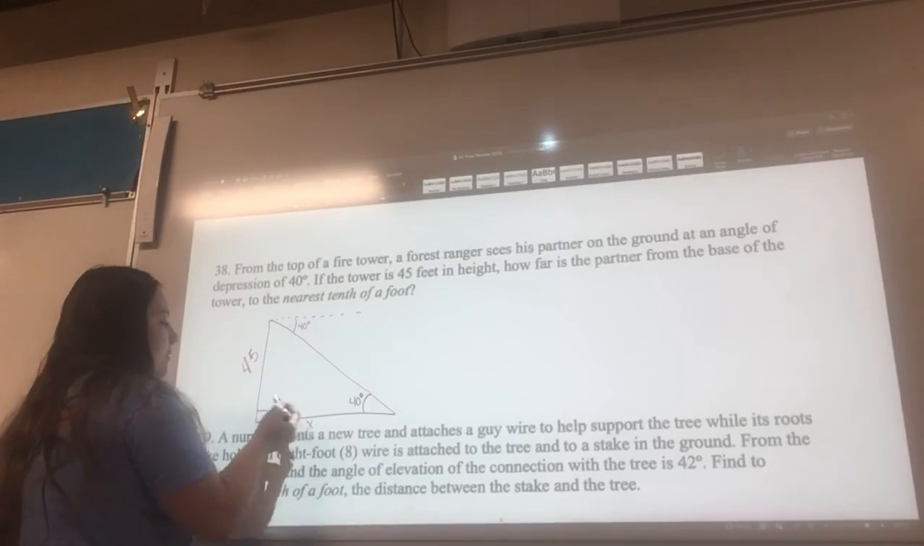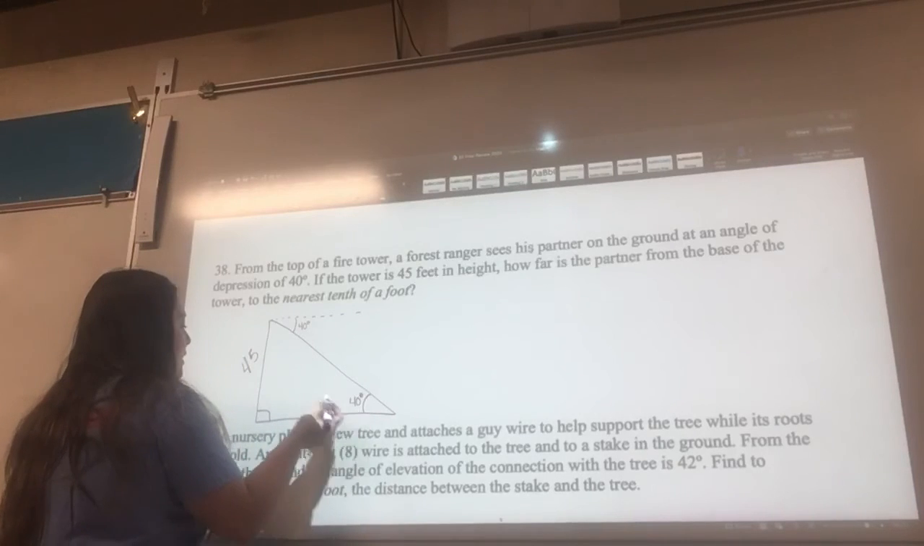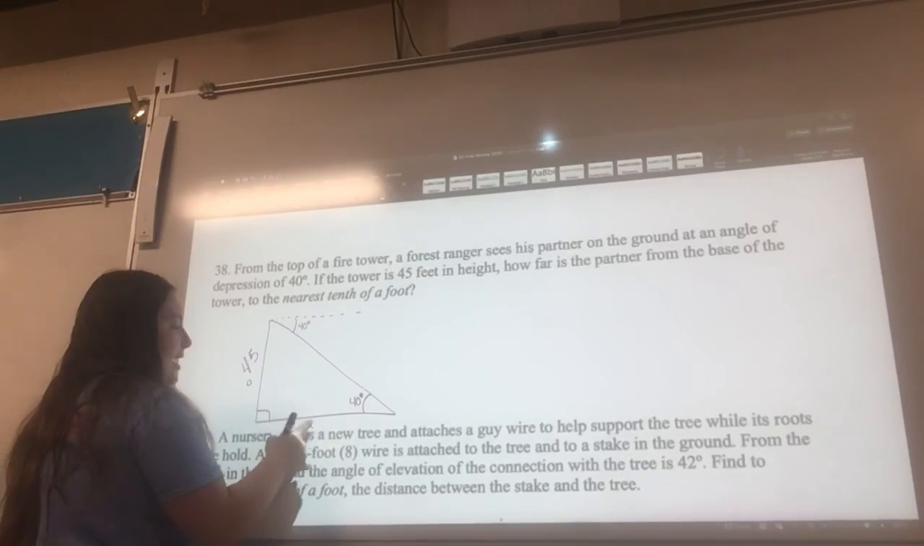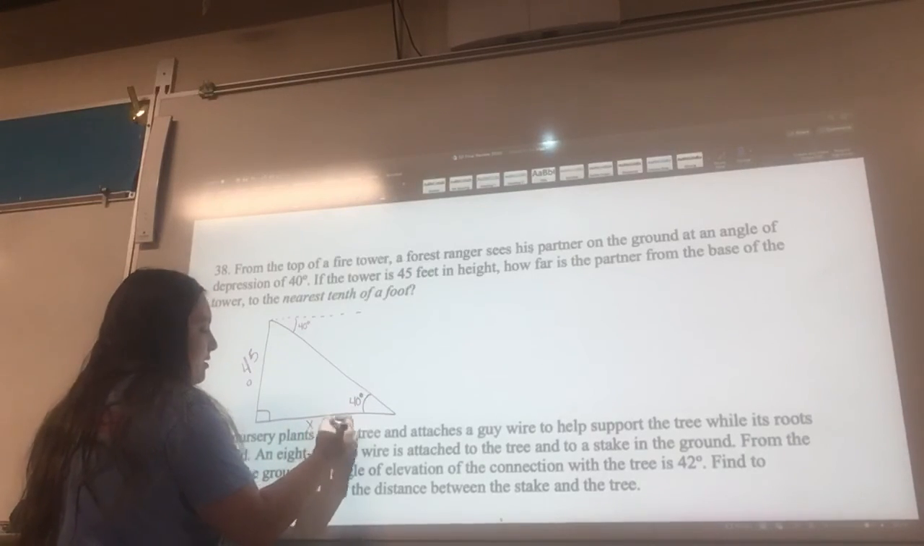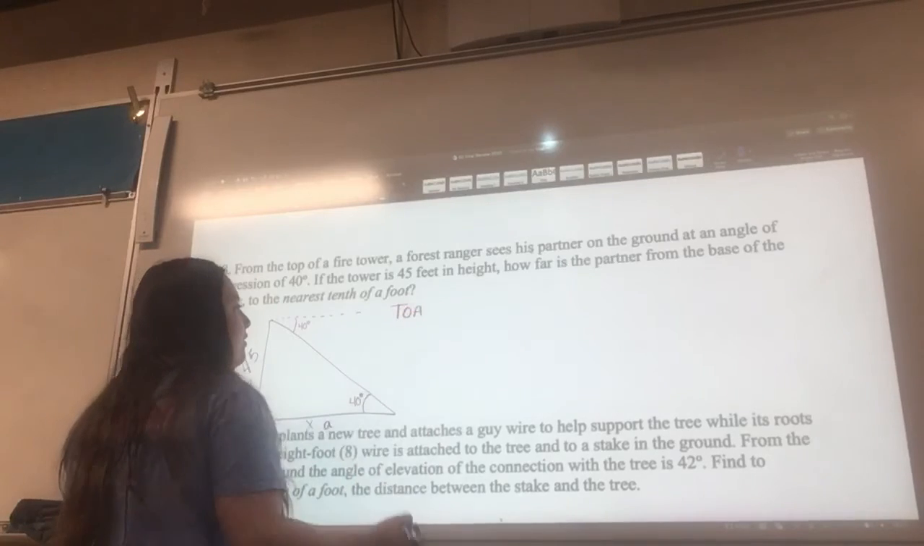So we have an angle and two side lengths. What are the side lengths to each other? So we're going to look at 45 to 40. It is opposite of each other, and x is touching it, so it's adjacent. So we have OA, which means our TOA is being involved.